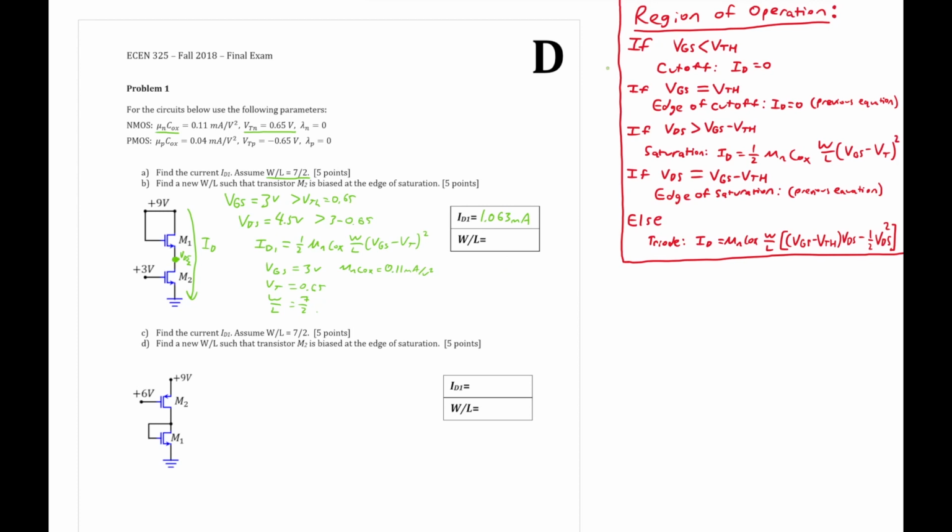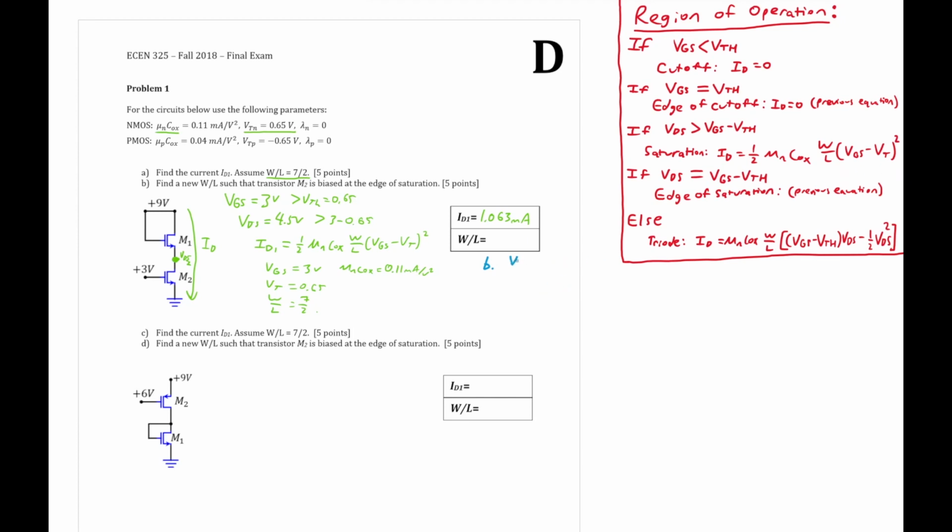Moving on to B, and here I'll do this in a different color. B is asking us to find a new value of W over L such that transistor 2 is biased at the edge of saturation. So we're trying to find a new value of W over L for transistor 2 to make it at the edge of saturation, right? So edge of saturation is right here. So VDS is equal to VGS minus VTH. And we're going to use this saturation equation.